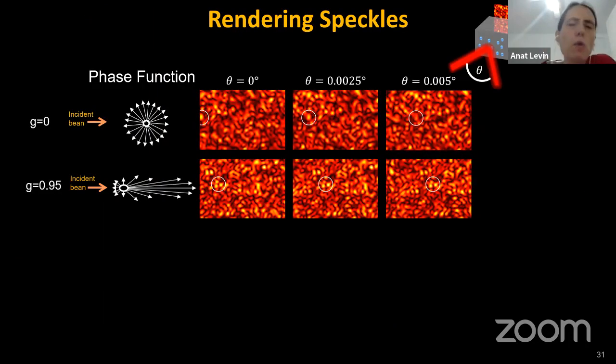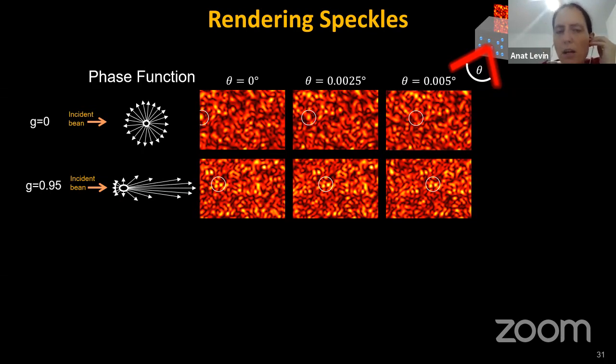Okay, so now we know how to render the covariance matrices, the second order statistics of speckles. Another thing that we can do if we know the covariance of the speckles is we can also sample speckle images. And we can do it as a function of material parameters.